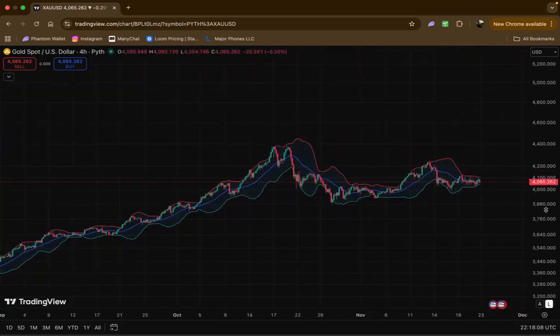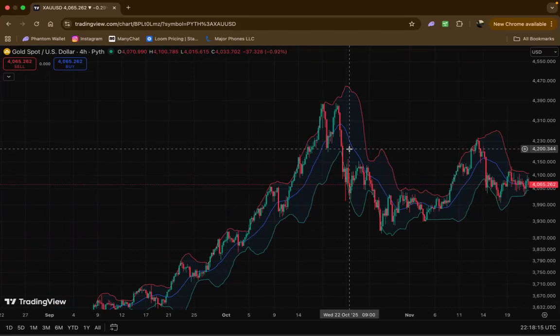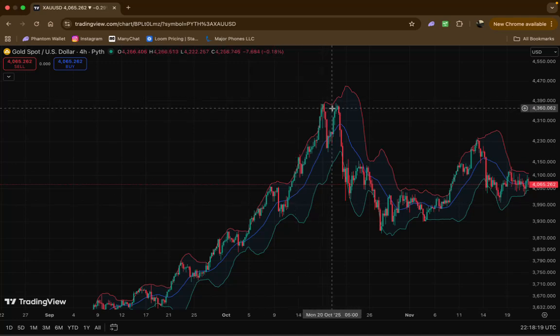Let me just zoom in for you guys. As I was saying, impulses weaken, candles lose body, wicks increase, volatility contracts, price struggles to reach the band extremes, and corrections deepen. These clues show up long before the actual turn, right?